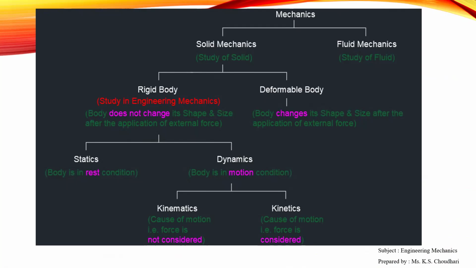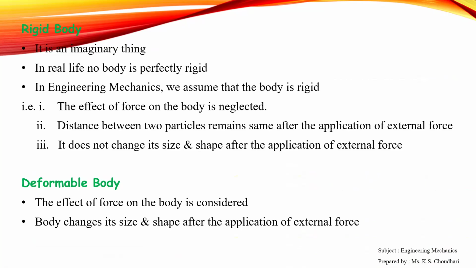Rigid body is again classified into two types, that is statics and dynamics. And dynamics is also classified into two types, that is kinematics and kinetics. Here you can also see the definition of each and every term, and now from here we will see each and every term.